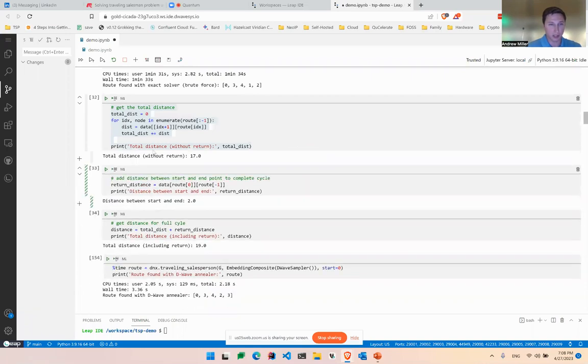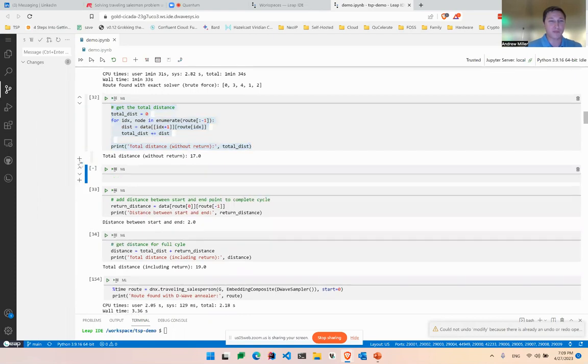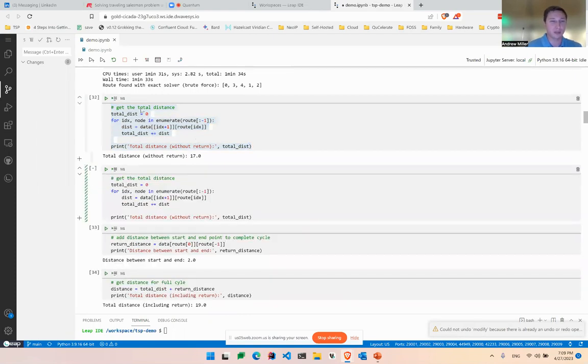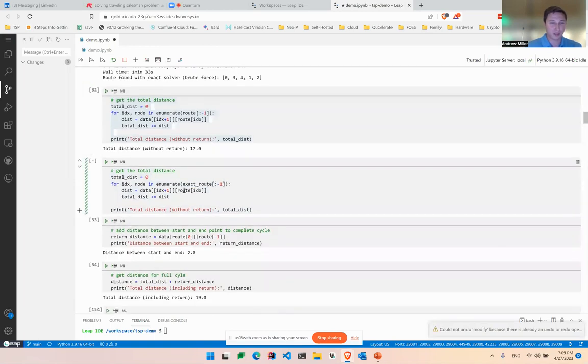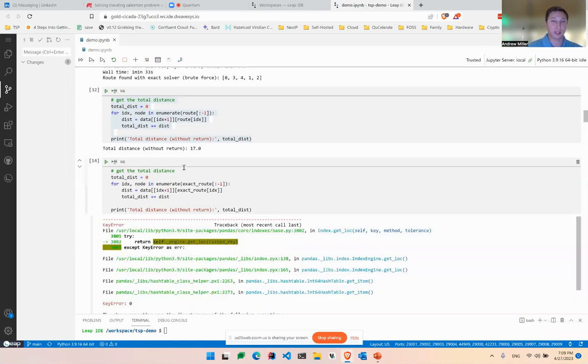Okay, I think I may have broken something. I feel like I may have broken the code here, but one sec. I'll try to fix it. Okay, I did break it, and I think this is where I broke it.